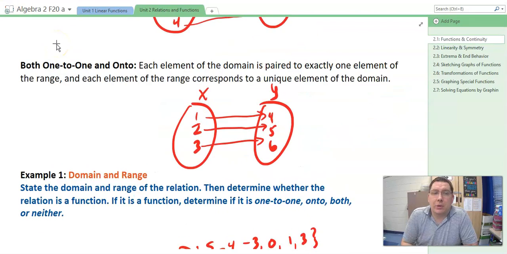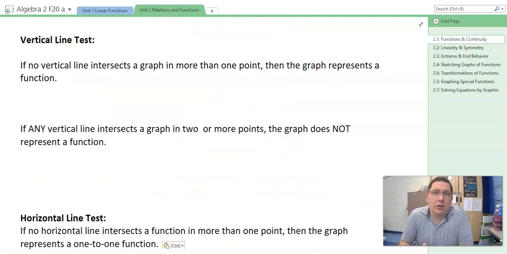So one thing I want to add back in is coming back up to this definition of one-to-one and onto. And the definition is that each element of the domain is paired to exactly one element of the range. And each element of the range corresponds to a unique element of the domain. It combines those 2 definitions, and I just want to make sure that is there. And so as we move on, let's look at the next example. So let's talk about the horizontal and vertical line test.